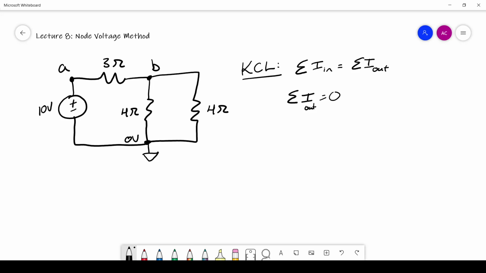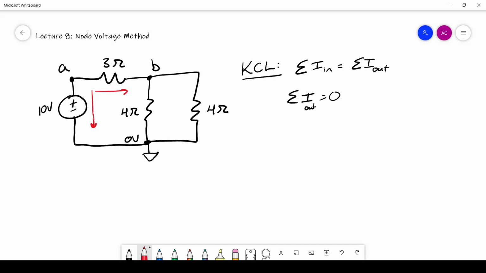So let's start off with node A. For node A, we write KCL. If we want to write KCL here, we need to know the current going out here. This is going to be one current. I won't label it for now, but we need to know the current going out here and the current going this way from node A. We'll have to set both of those equal to 0.